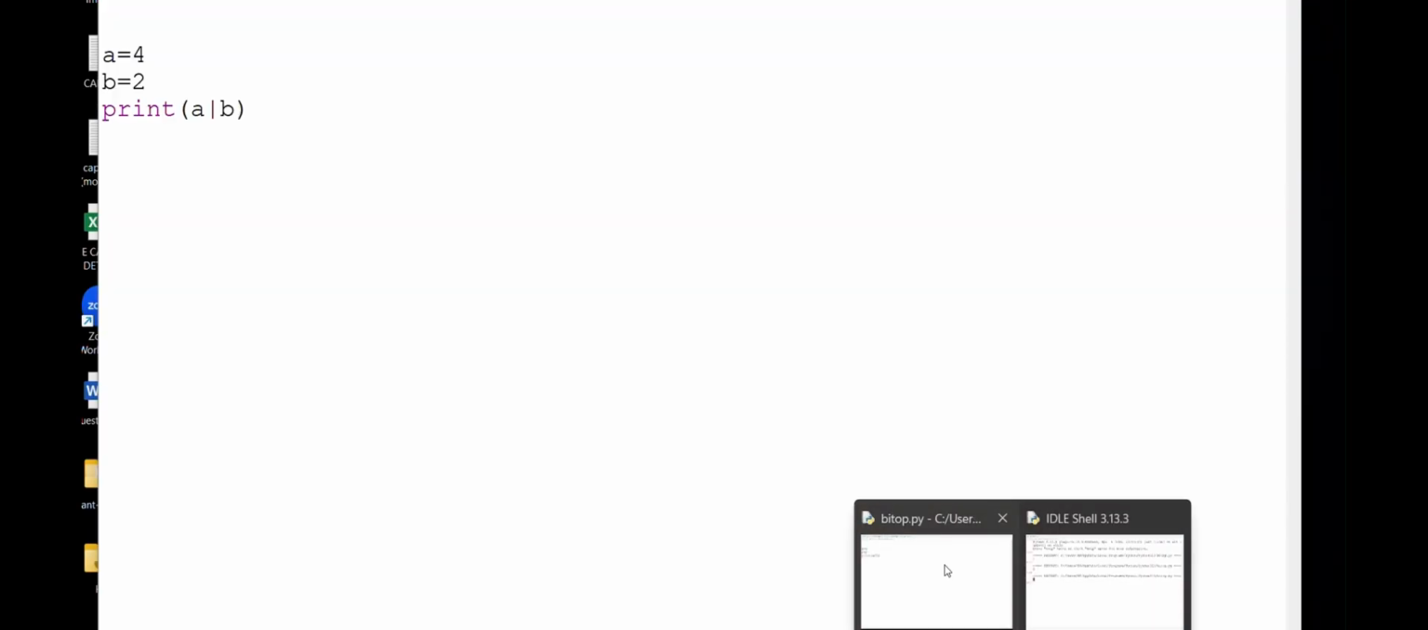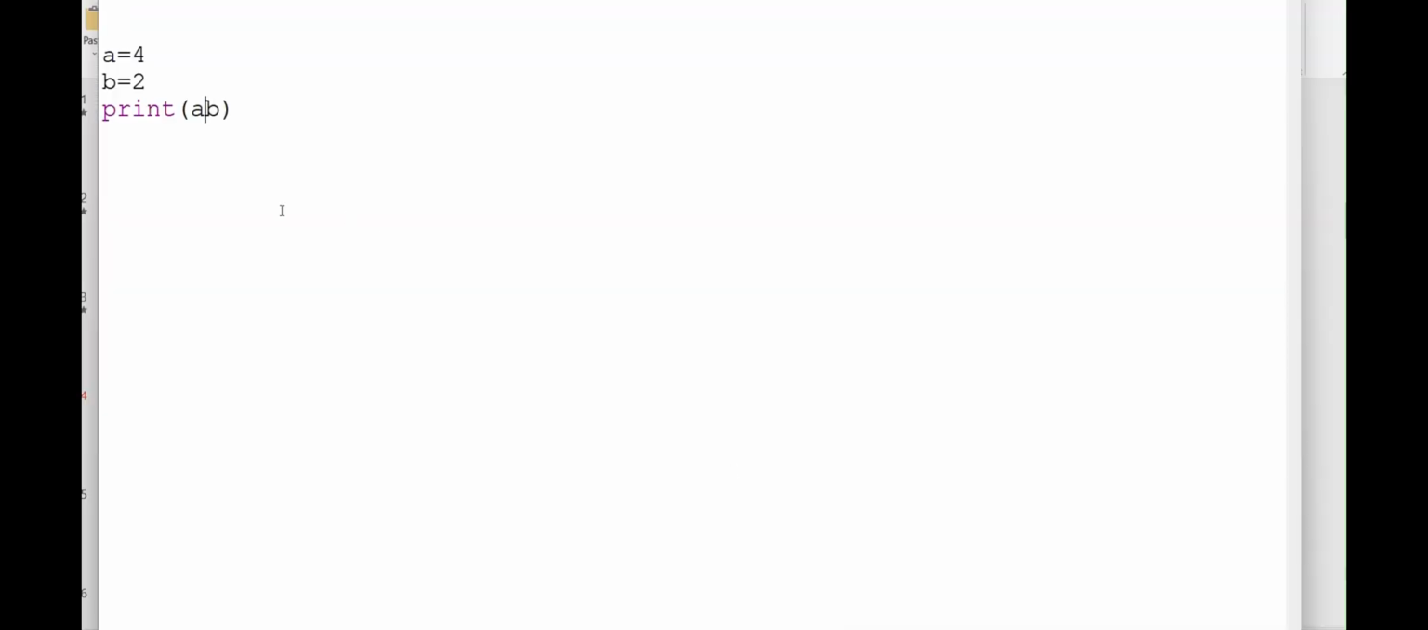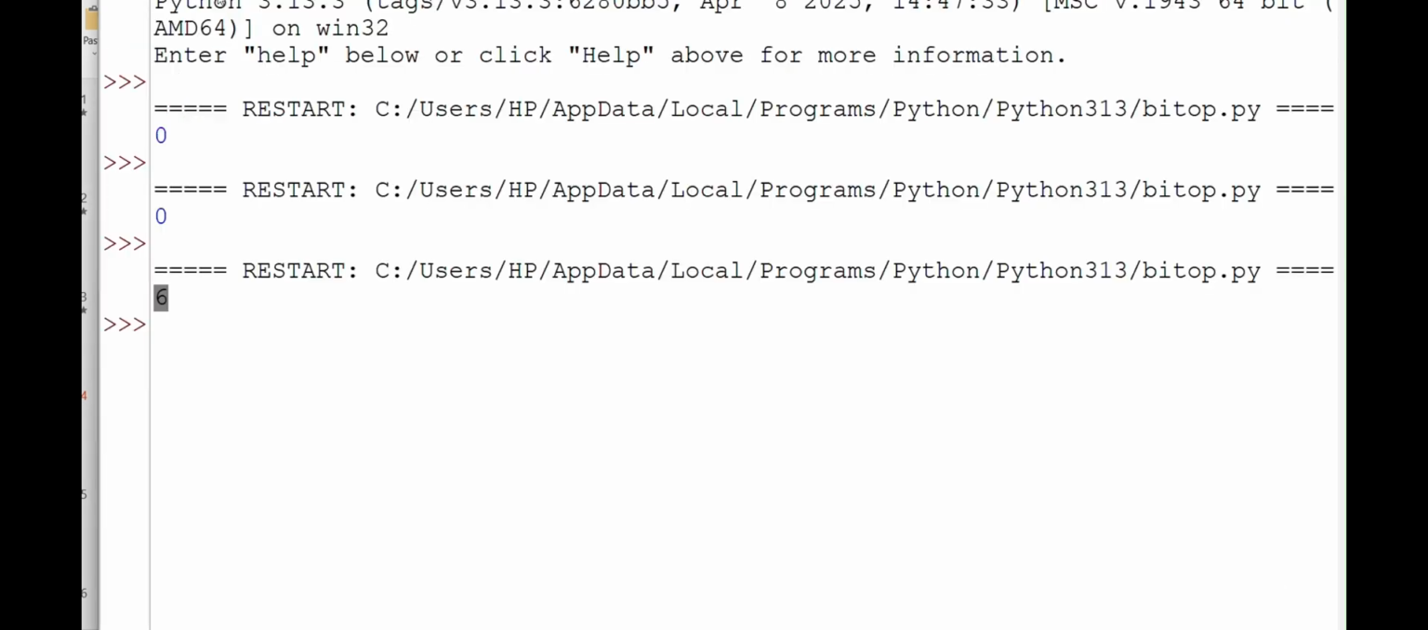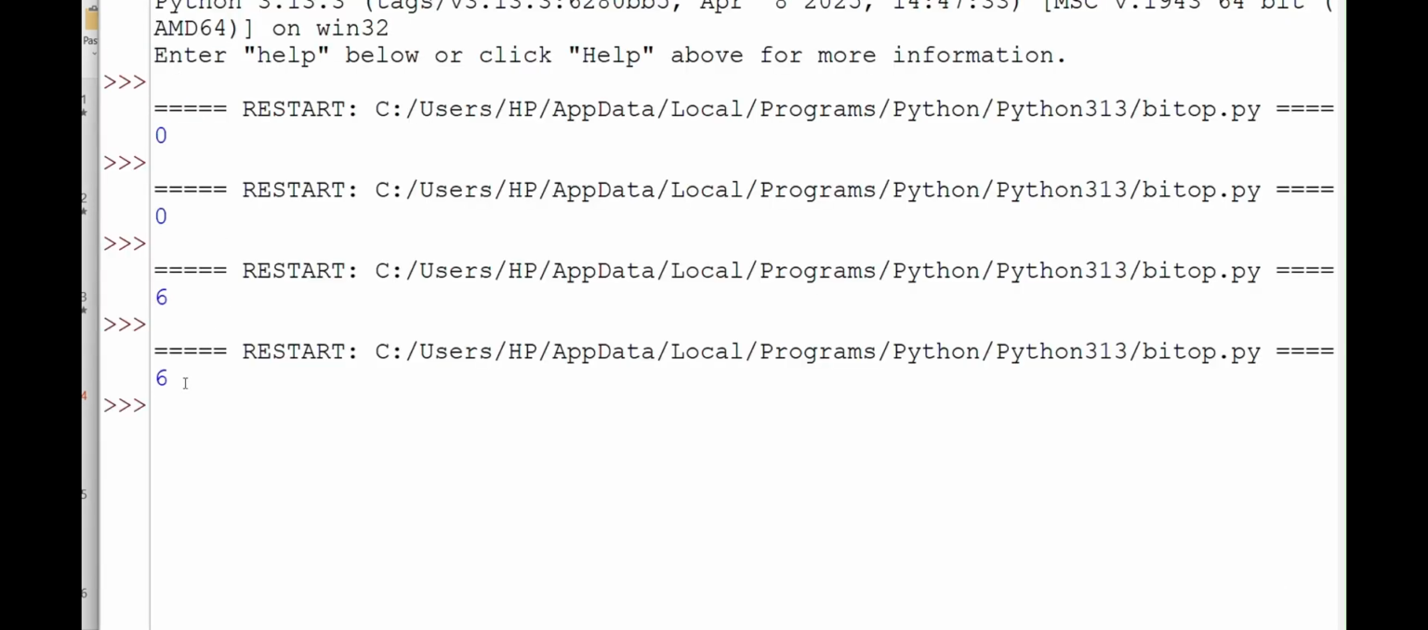Now, bitwise XOR, that is basically what? If any one of the inputs is 1, I'll be getting 1. If both the inputs are 1, I'll be getting 0. If both the inputs are 0, I'll be getting 0. Now let's run this. So again, I'll be getting 6 over here, because I am having 0, 1, 0, 0, 0, 0, 1, 0. So this will remain the same, 6 as well.